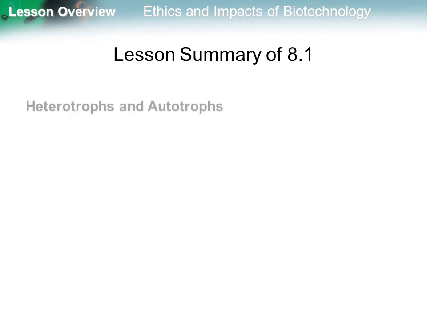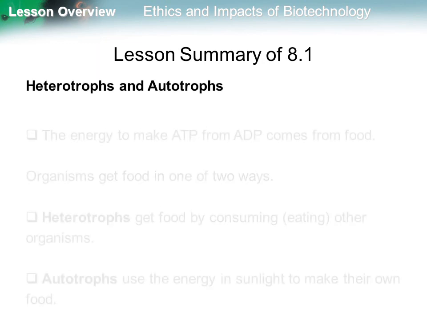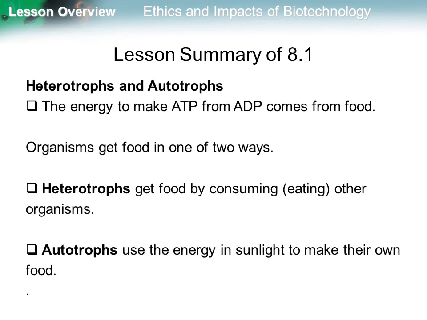Well, now let's see what heterotrophs and autotrophs are. Heterotrophs are organisms that get their food by consuming or eating other organisms. And autotrophs use the energy in sunlight to make their own food.